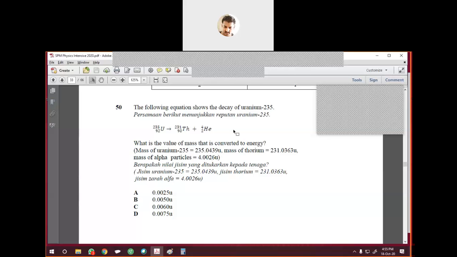So what we do is we need to make sure that the 235, the mass which is before, is 235.0439, and then we minus thorium's unit of mass, which is 231.0363. So you minus with this, and then you minus the value of the alpha particle, and you'll find out how much mass is lost. So the mass which is lost eventually has become energy.